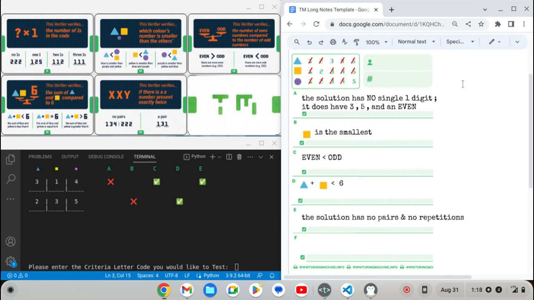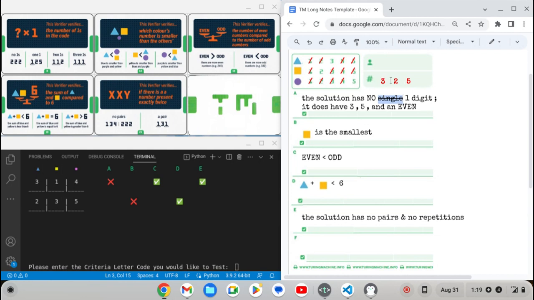And so it looks like our solution is 3, 2, 5. So let's go ahead and type that up. Okay, so let's quickly verify. So criteria card A, the solution has no one digit. Actually, let me update that. It has no one digit. The way I kind of wrote it implies that there could be a double or a triple, and that's not the case. So it should be that the solution has no one digit, period.